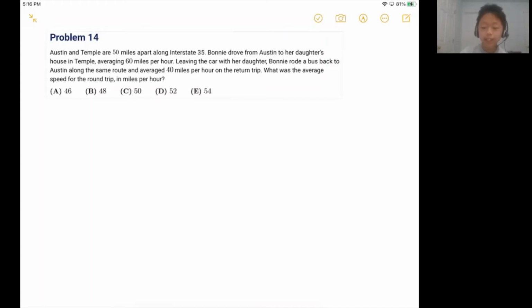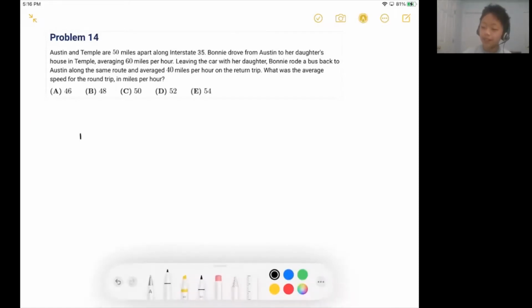So yeah, essentially, this is right when you see miles per hour, 50 miles apart, average speed. We know this is going to be a rate problem. And whenever we get a rate problem, the first thing we're going to write down is D equals RT.